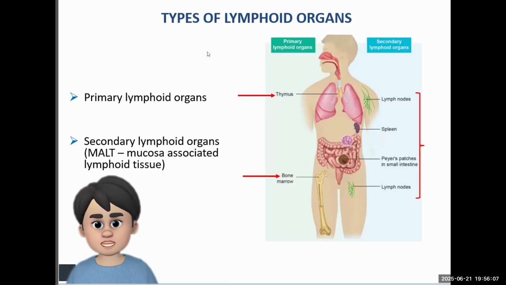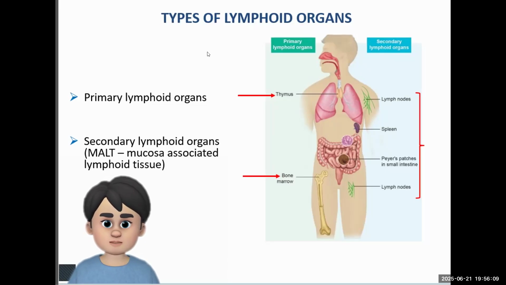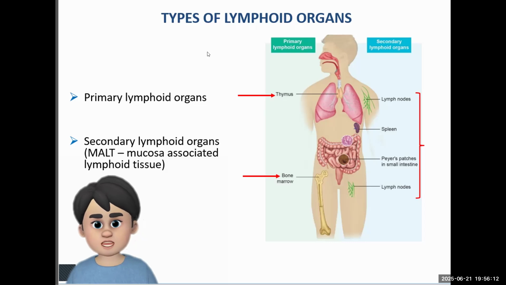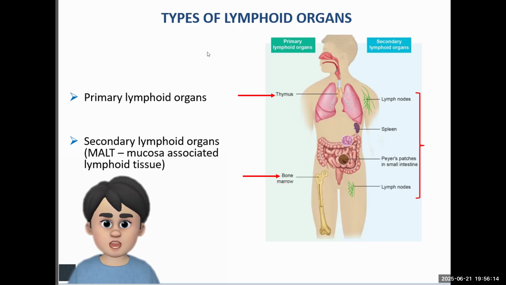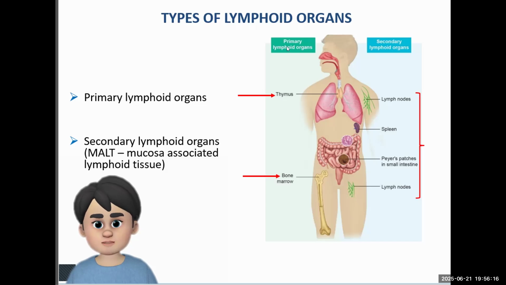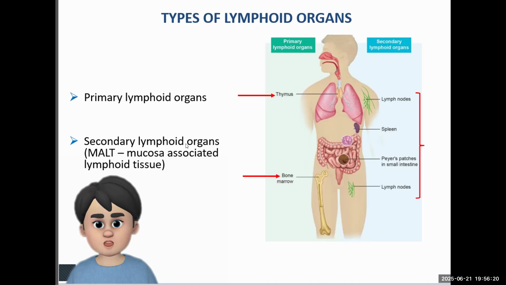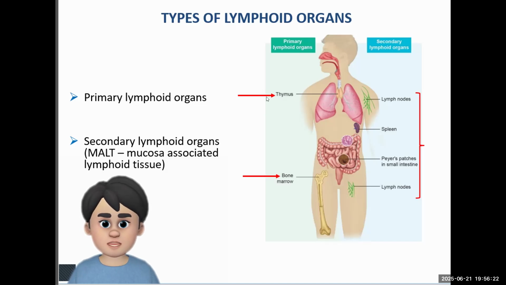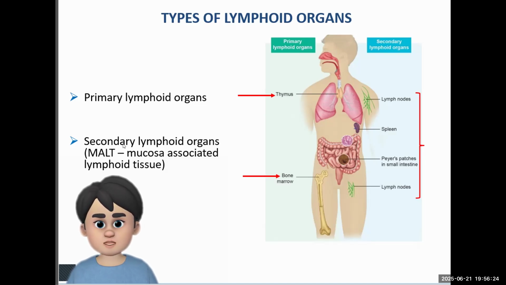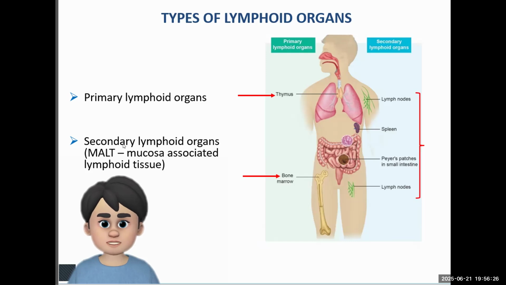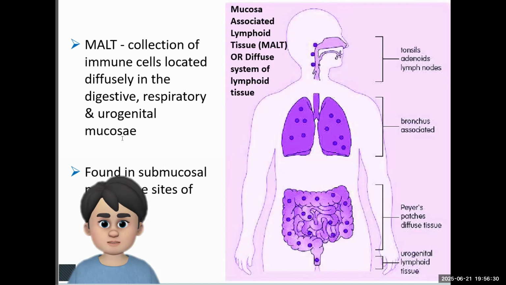So types of lymphoid organs. If they have done it in 1 hour, we have done more than 1 hour, so that means we have done more. Types of lymphoid organ: primary lymphoid organ and secondary lymphoid organ. Now you know what is primary that we discussed, thymus. Secondary, MALT, mucosa associated lymphoid tissue. Peyer's patches and this thing.